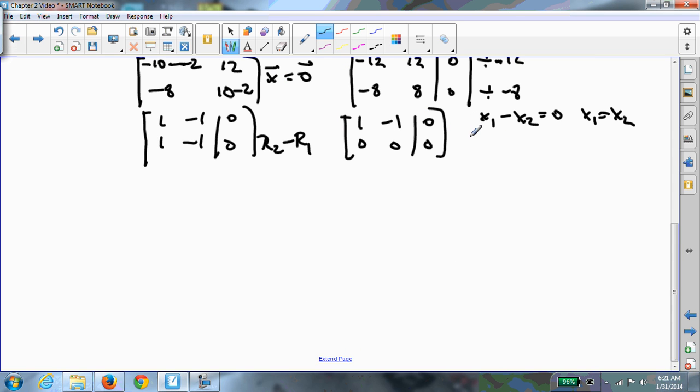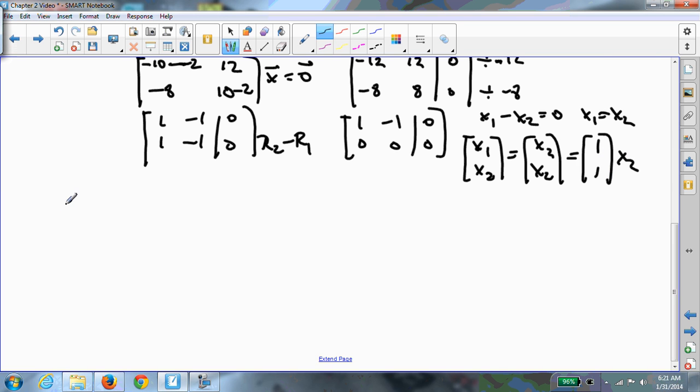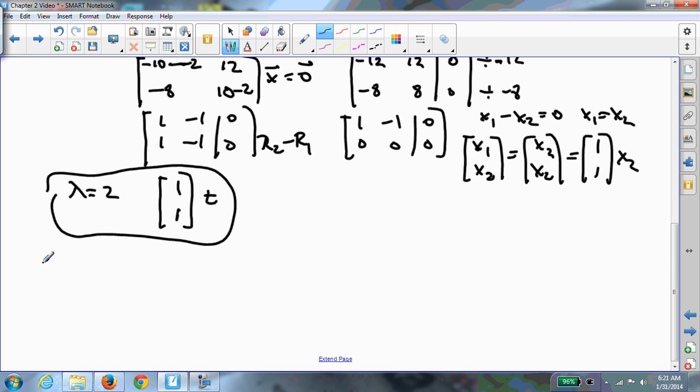So if my solution vector is x1 and x2, x1 equals x2. Factor out the x2, and I have 1, 1, x2. So for lambda equals 2, my eigenvector is 1, 1. And it could be any scalar multiple of 1, 1. So if you want, you can add the t to indicate that it can be any scalar multiple, or we can just leave it 1, 1 for the eigenvector. You can think of it as the principal eigenvector. So similarly, let's do lambda equals negative 2.